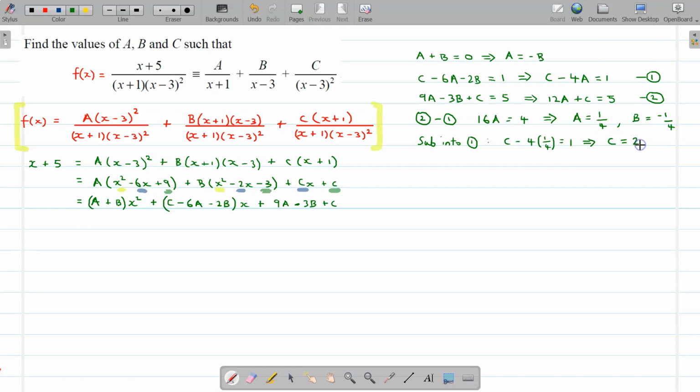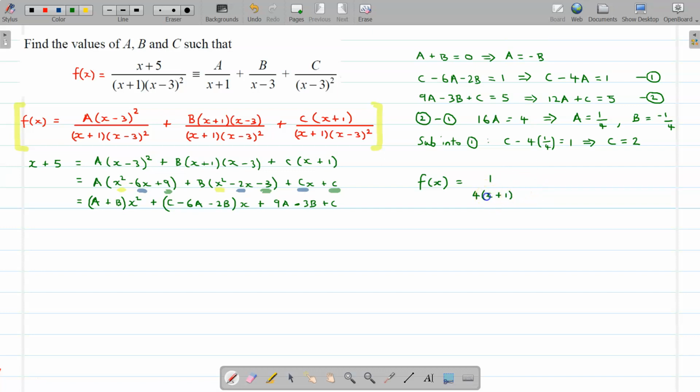Okay, so my answer to all of this would be that f of x could be equal to, so let's put them in the right order, a over x plus 1. So it's a quarter over x plus 1, which of course we write like this, 1 over 4 brackets x plus 1.